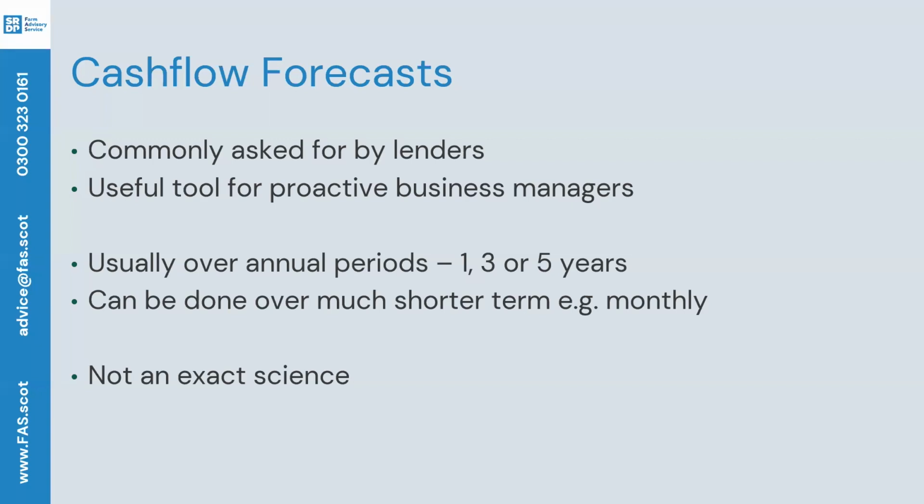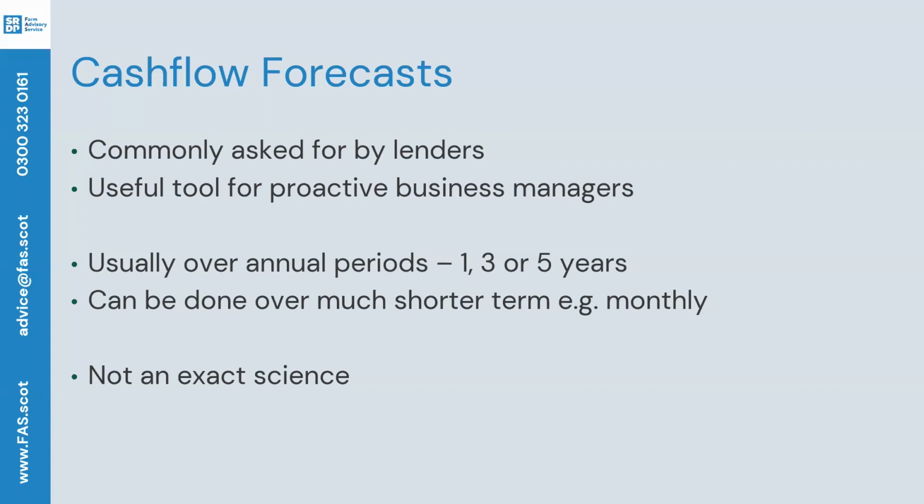You can do these over a much shorter term. There's no reason that you can't do these over a monthly term or a weekly term and compare things week by week. Generally speaking, we look at an annual period, and within that annual period, we would split it into the 12 months and allocate income and costs across each of those 12-month periods within the year.